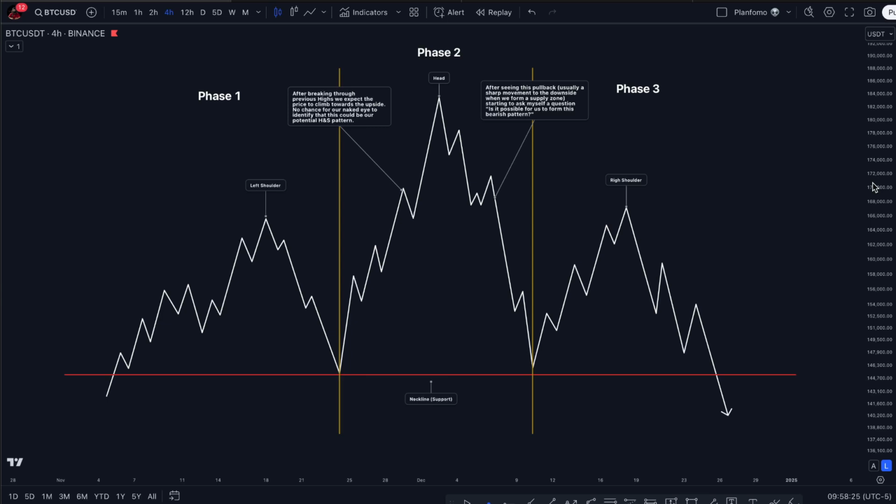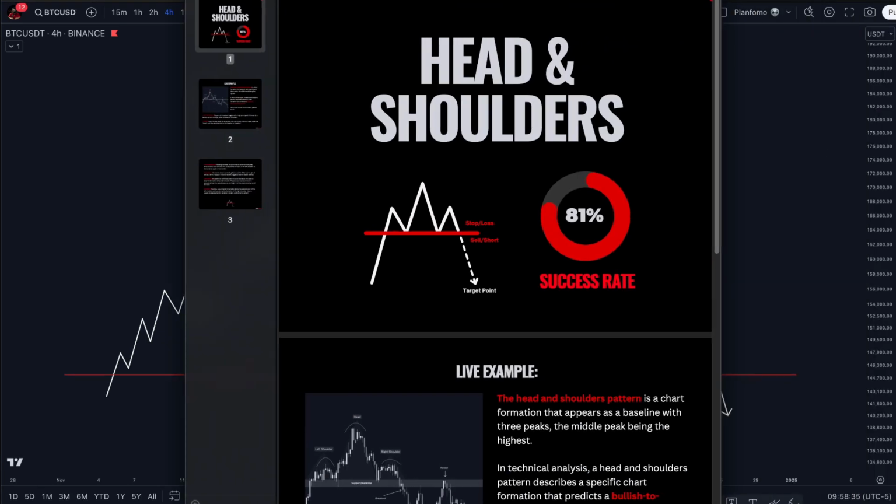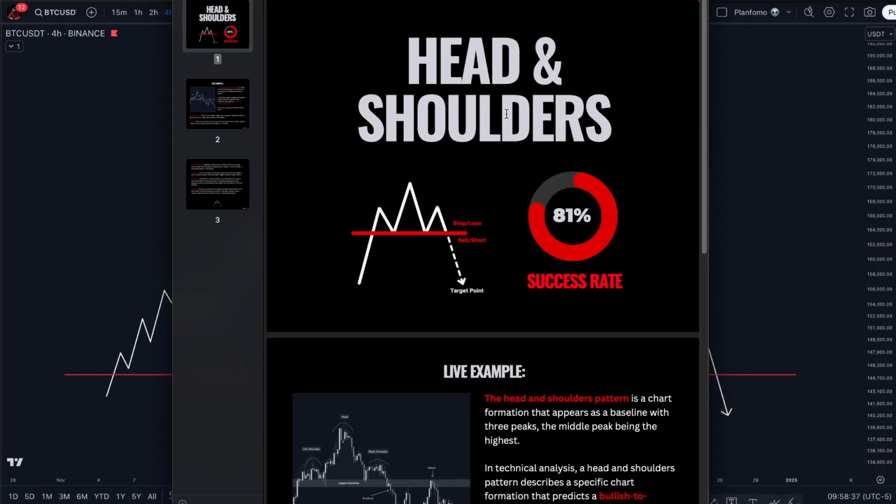So I want to start talking about how to identify, and when to start identifying, that this could be our potential head and shoulders pattern. But I want to start with this simple concept first. So here it is, head and shoulders pattern. On the left side, you see the head and shoulders pattern. We have a left shoulder, the right shoulder, and in the middle we have a head and a beautiful neckline that holds us as a support.